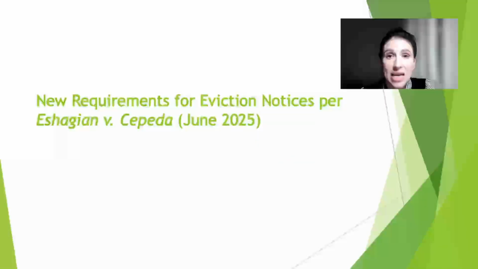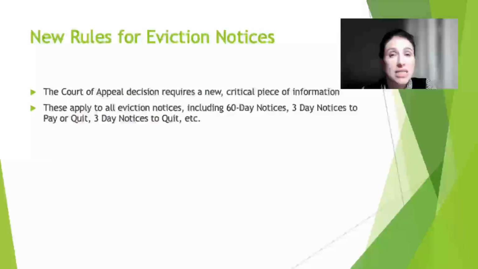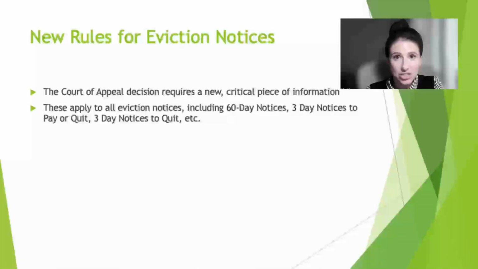Today I'm going over a very important change to the law as of June of 2025. There's a California Court of Appeals case that came out called Eshagian versus Cepeda, and it changed the requirements for eviction notices across the state of California. This applies to 3-day notices to pay or quit, 60-day notices, 3-day notices to cure or quit, all kinds of eviction notices. The California Court of Appeals decision came out June 26, 2025, and it caused major changes to eviction notices in the state of California.